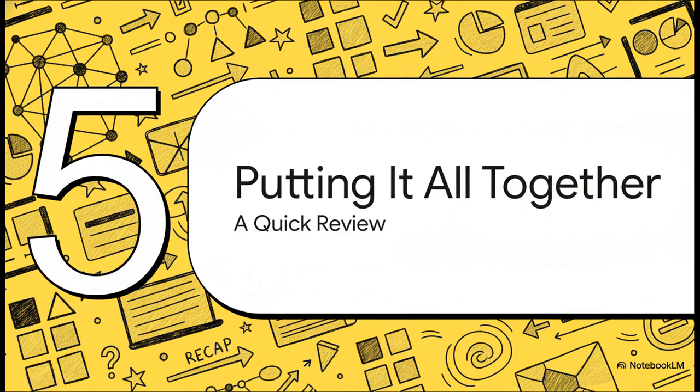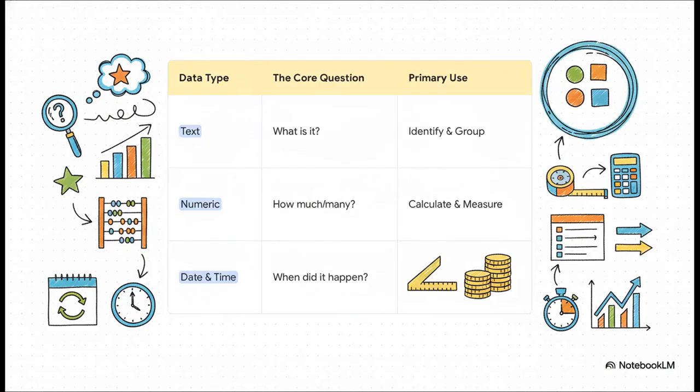Okay, so there you have it. We've met our three core building blocks of data. Now let's just do a super quick recap to make sure all this stuff really sticks. This little chart here just lays it all out perfectly. You've got text, which asks, what is it? And we use it to identify and group things. You've got numeric, which asks how much or how many, and we use that to calculate and measure. And finally, date and time, which asks, when did it happen? And that's for tracking and comparing. See? It's pretty simple when you break it down like that.